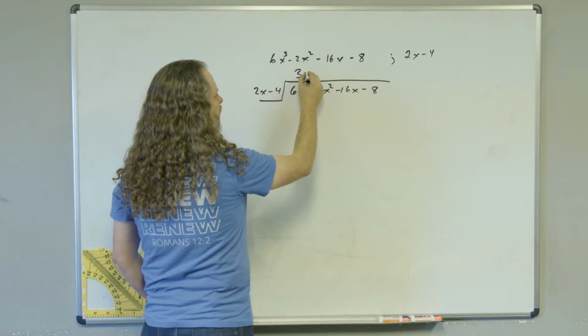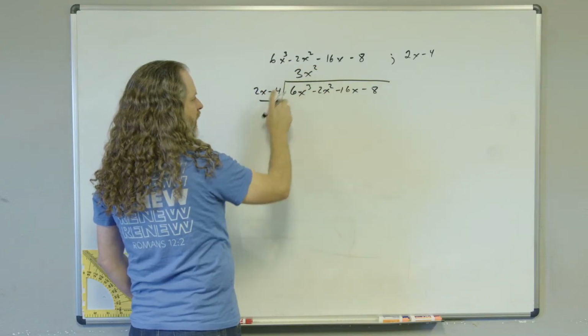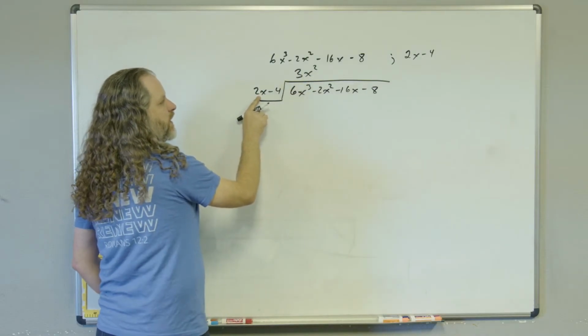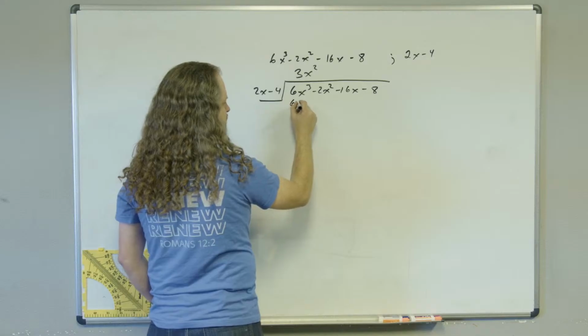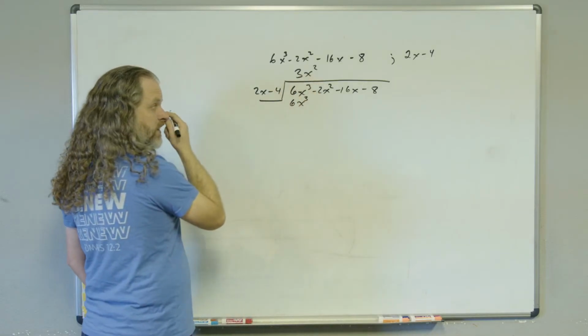3x squared. Now we're going to distribute this onto these. If you did it right, then these will match when you line up. So 3x squared times 2x is what? 6x cubed. Easy peasy. All right, 3x squared times negative 4 is what?